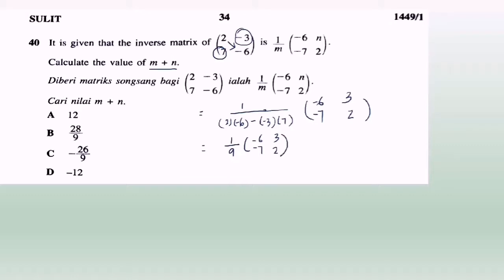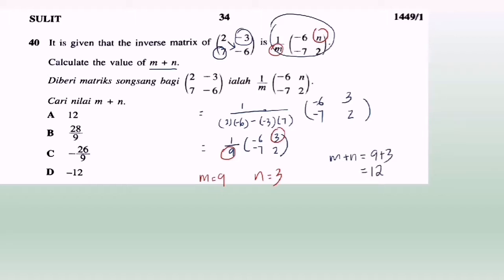So we compare with the inverse matrix here. The value of m equals 9 and the value of n equals 3. So we need to find m plus n. So m plus n is 9 plus 3, so equals 12. So the answer is A.